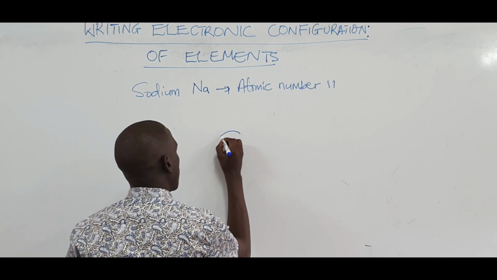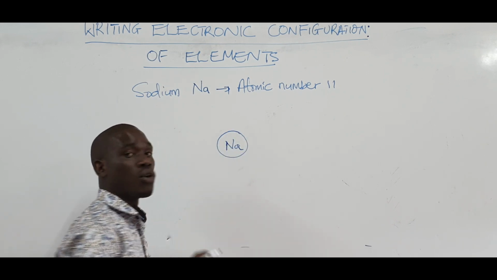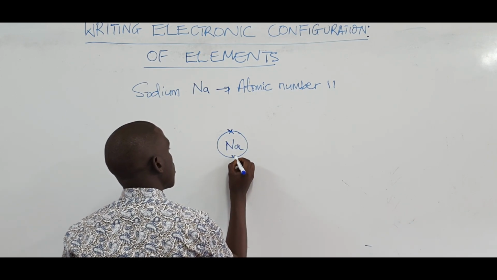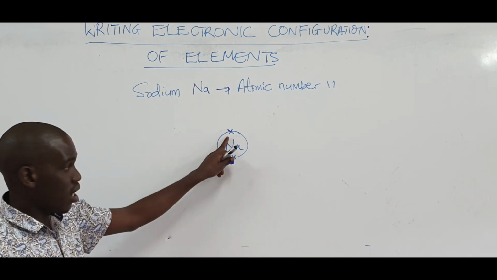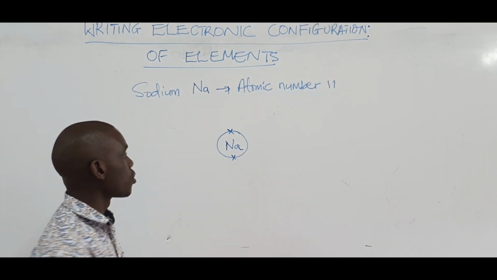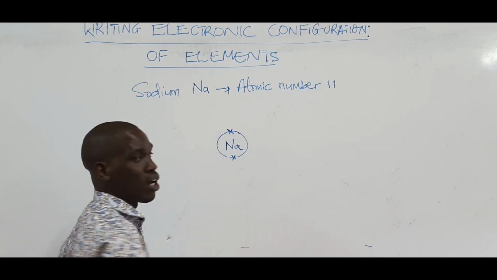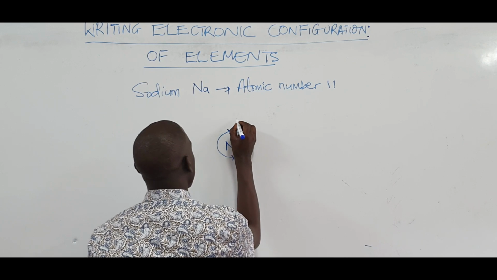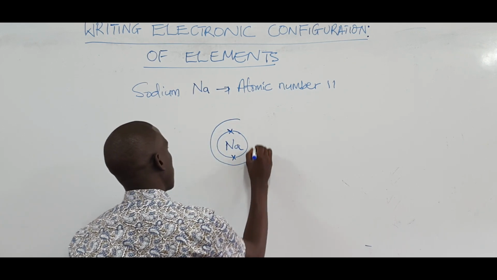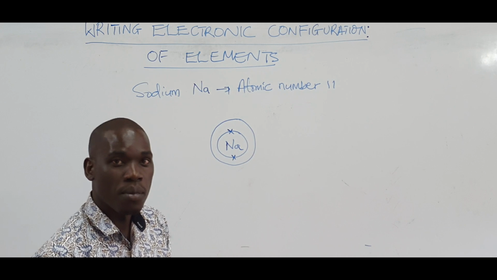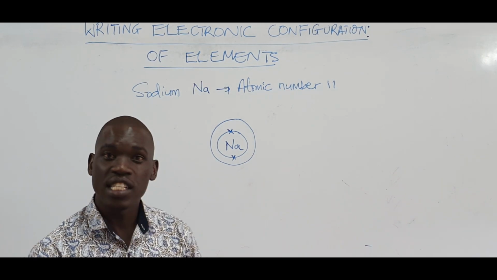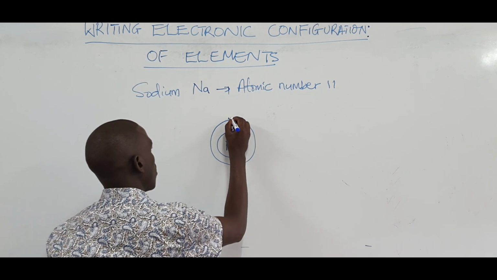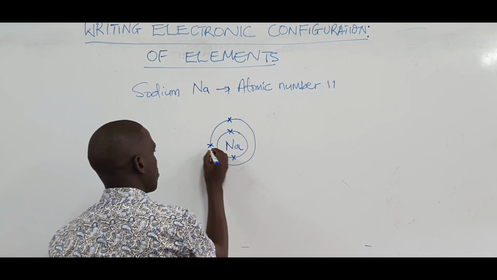The first shell contains a maximum of 2 electrons. The crosses here are denoting our electrons. So the first shell will be having 2 electrons. The second shell takes a maximum of 8 electrons. So you first fill each one at a time.